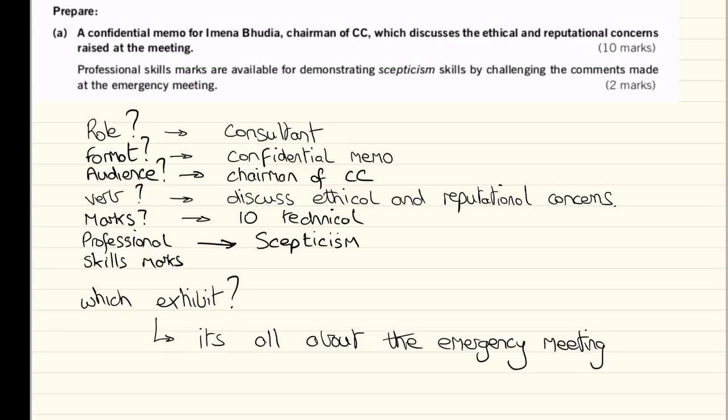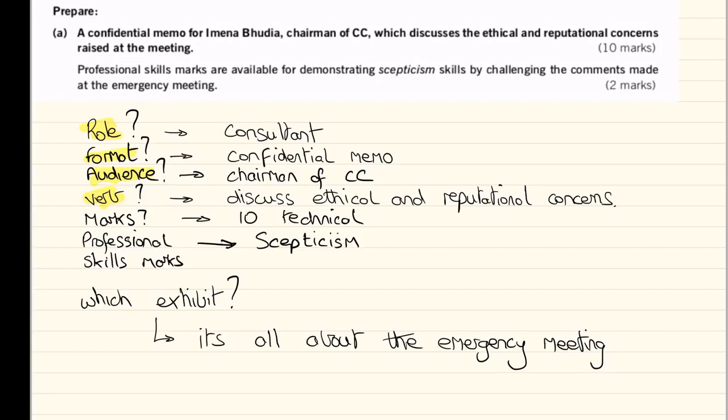Okay, let's have a look at question A. So we're asked to do a confidential memo for Emina Budia, who's the chairman, which discusses the ethical and reputational concerns raised at the meeting. We've got 10 marks. What is our role? Well, we are an external consultant. What are we asked to do? A confidential memo. Who are we talking to? We're talking to the chairman. What is the verb? Well, it's asking us to discuss ethical and reputational concerns. How many marks? There's 10 technical marks, and professional skills marks here are awarded for us being sceptical. So we need to have that in mind when we are developing our answer, and for this we get 2.